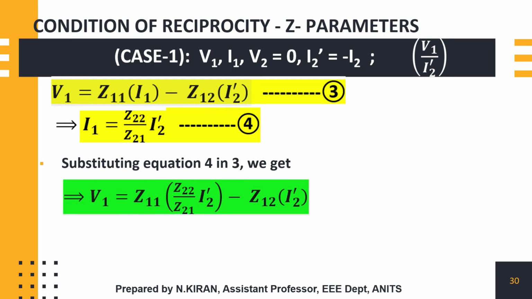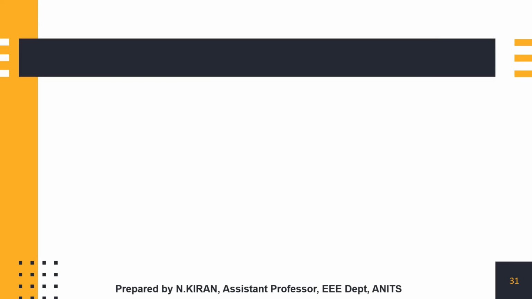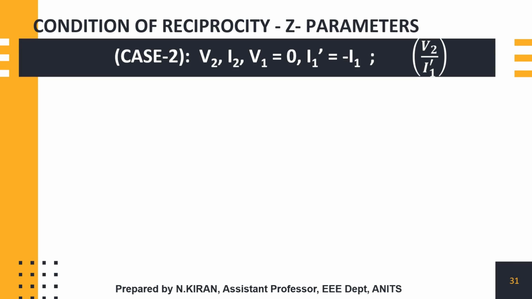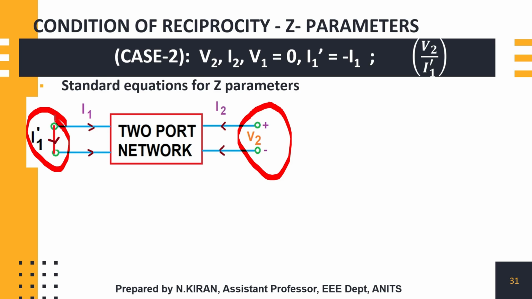So on simplification, the ratio of V1 by I2 dash will be (Z11 Z22 minus Z12 Z21) divided by Z21. I'll consider that as my fifth equation. The second case, now we have to interchange the positions of excitation and response, isn't it? At the second port, I'll consider the excitation to be V2, and after short circuiting the input port, I'll consider the response as I1 dash. So my aim in this case is to find the ratio of V2 by I1 dash.